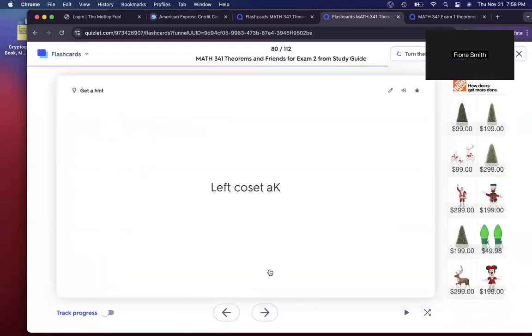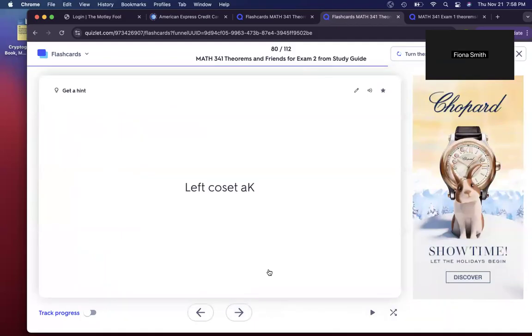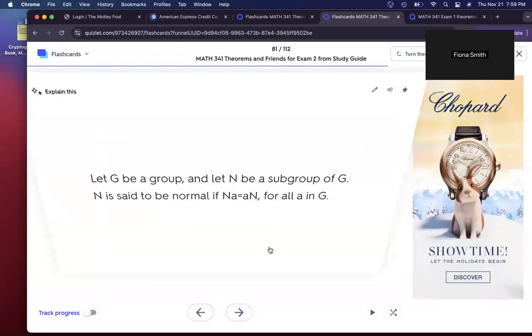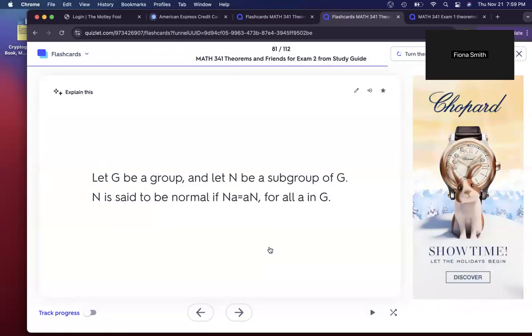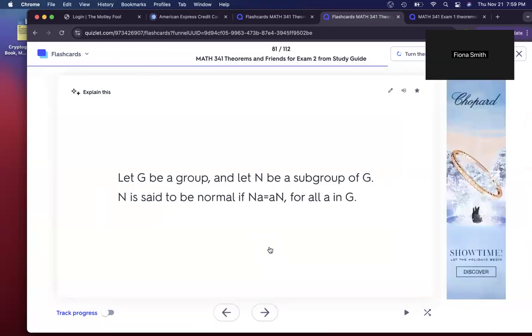8.2 then. So we know what the right coset is. Left coset is basically the same thing, just flip the sides. So left coset is aK, which is the set of all ak, little k, where little k is in K. And the right coset is this, just flipped, Ka. Definition of normal groups: let G be a group and let N be a subgroup of G. N is said to be normal if the left coset equals the right coset for every element in G.